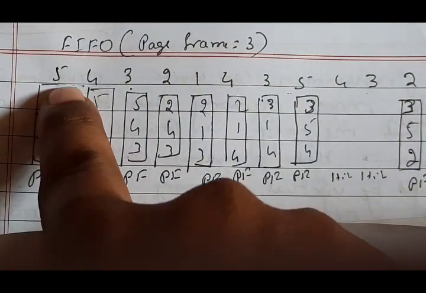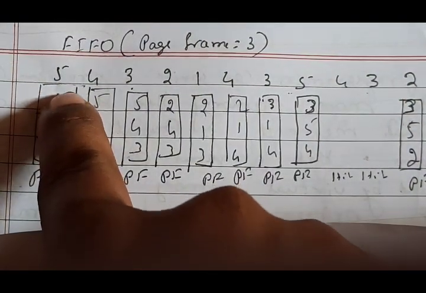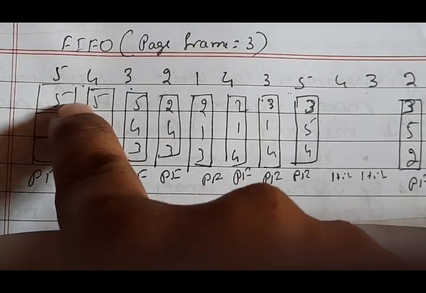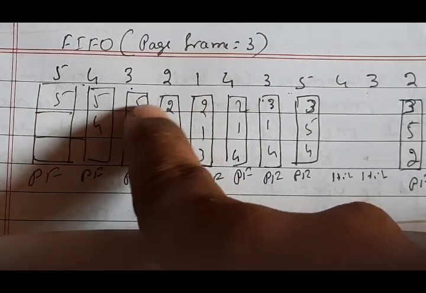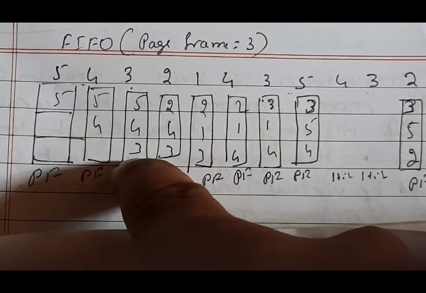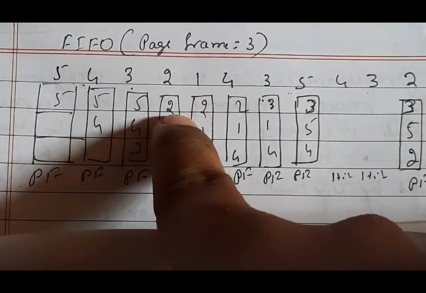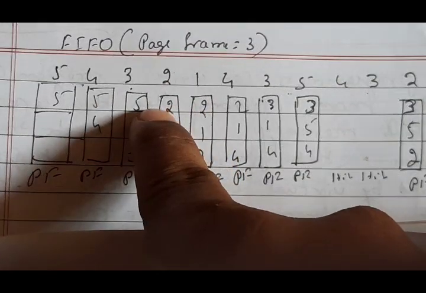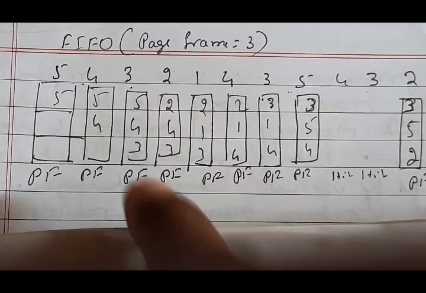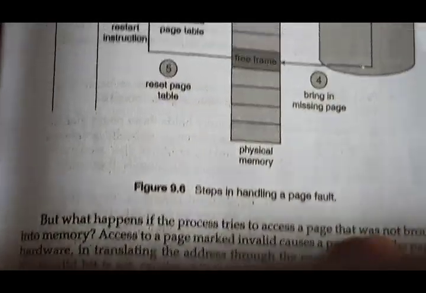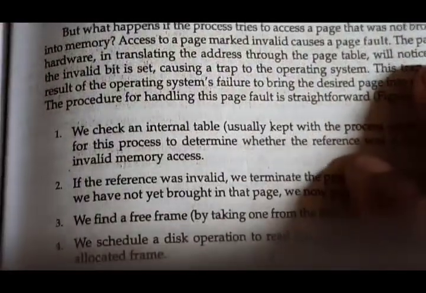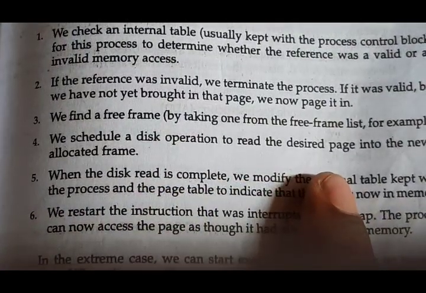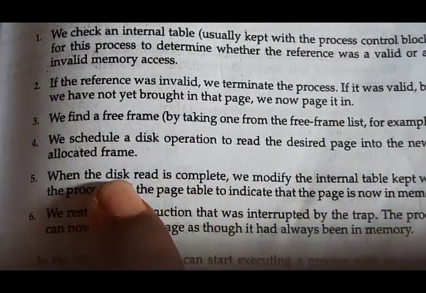page 5, the CPU demands page 5. You need a space, no? You need a free frame. For example here, space is not there. So you need a space to fill the frame, page 2. You need a space here. You have to identify the space here, like this. Clear? Next, we schedule a disk operation to read the desired page into the newly allocated frame.